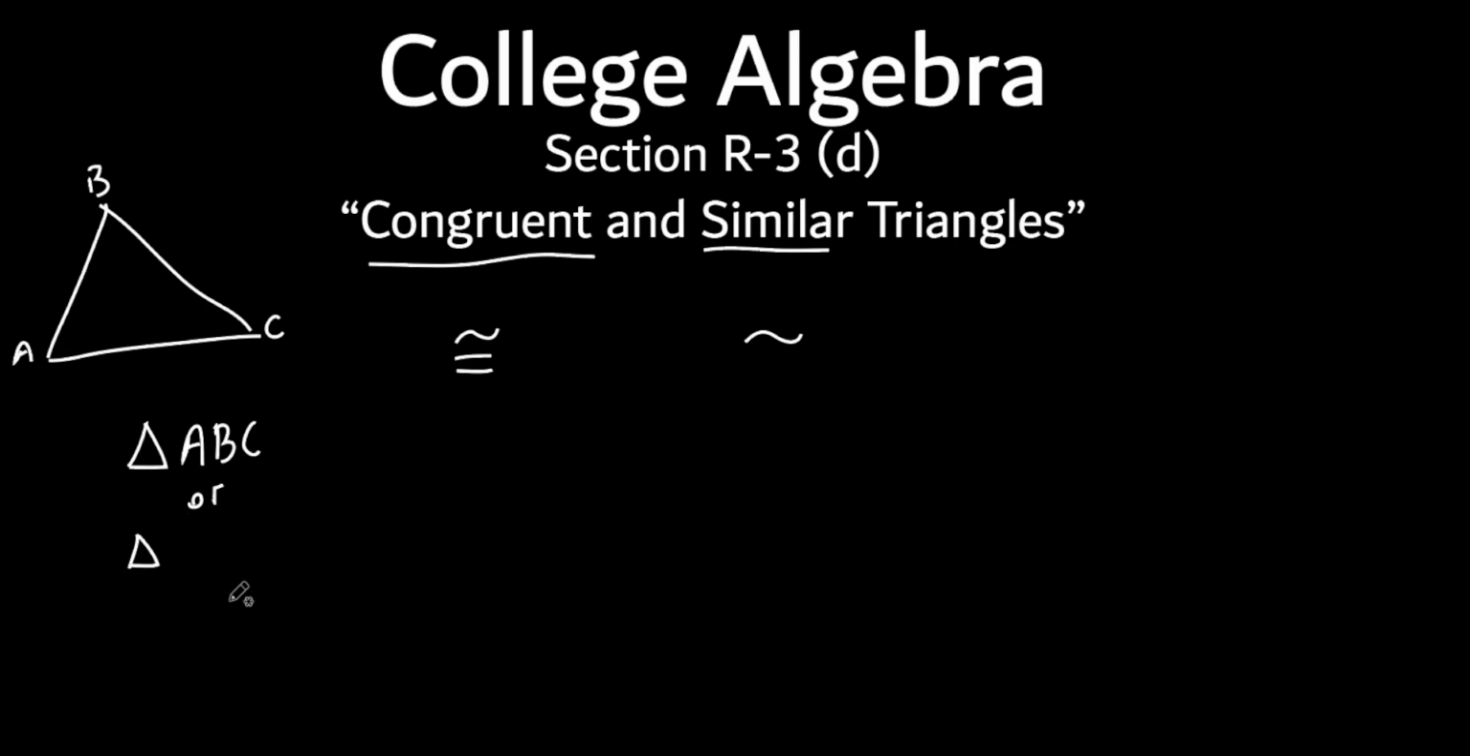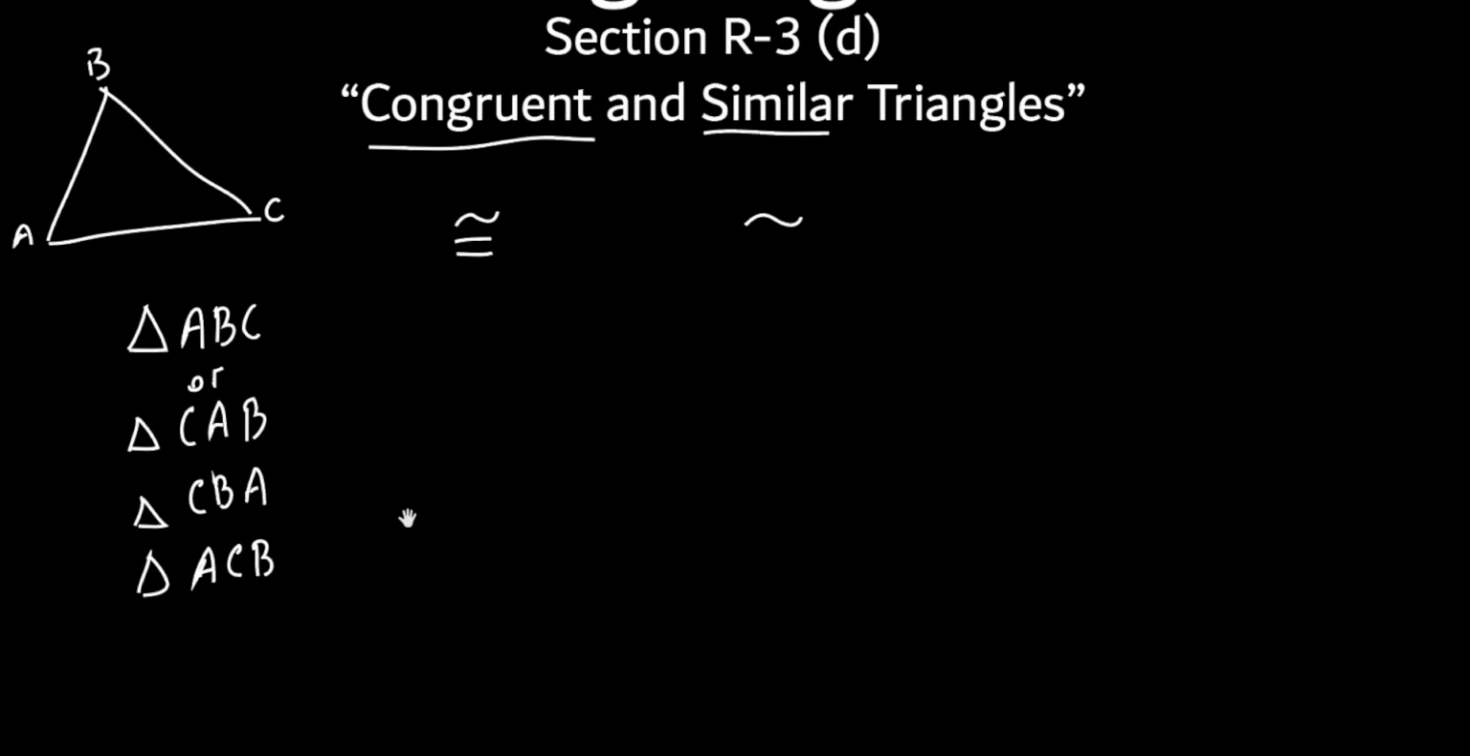Triangle CAB. What's another thing I could call it? Triangle CBA. I could start with that A again and call it ACB. There are 6 different ways I could name this. And then I could start with the B: I could call it triangle BAC, or triangle BCA. All kinds of different names you could call that particular triangle. Remember all that stuff?